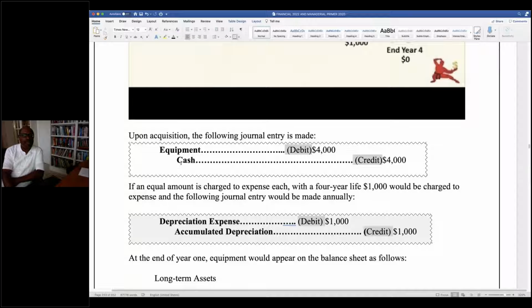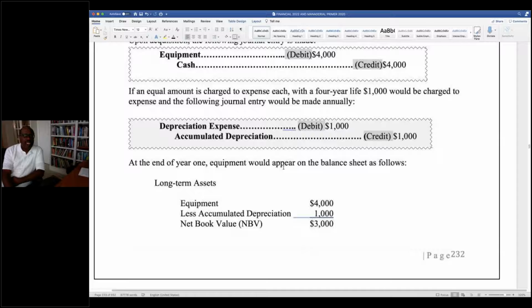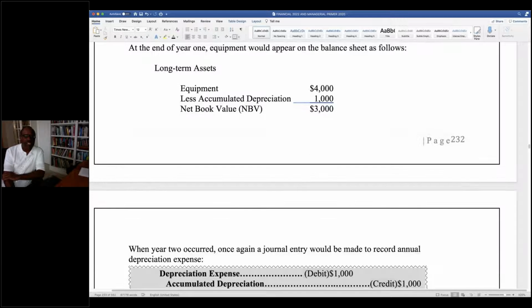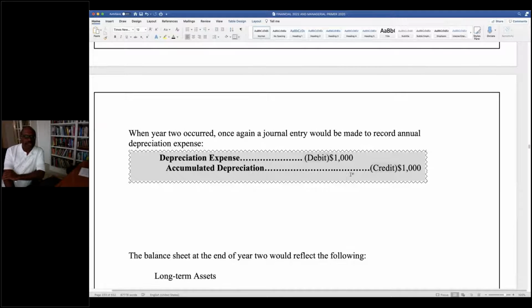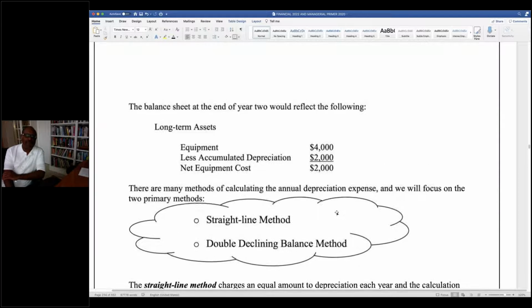So when we buy the car, we debit equipment, credit cash. Then we debit depreciation expense, credit accumulated depreciation, not the equipment. And then this is how it looks on the balance sheet: equipment less accumulated depreciation, net book value. So that's what I want to see on your balance sheets. So this is basically what we did for number 3. Correct. Then the second year, we take the same depreciation again. Everything is here.